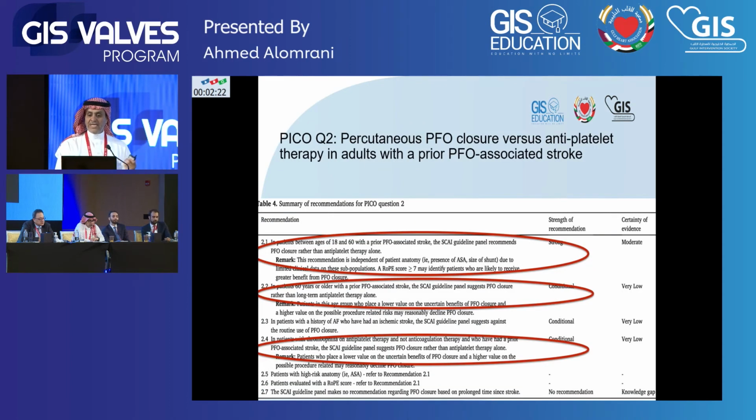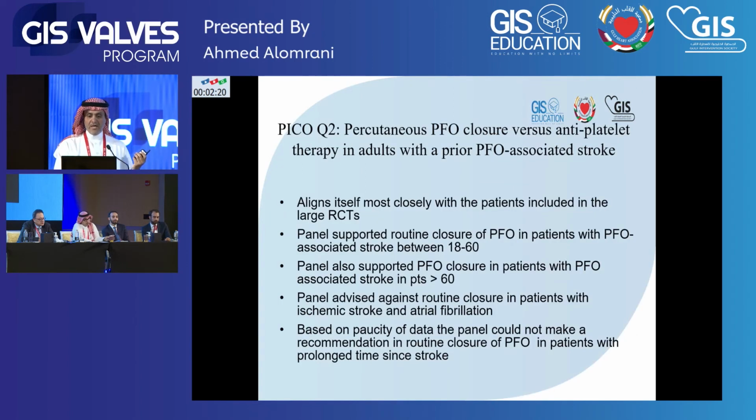Question 2, whether it was antiplatelet therapy versus closure in adults with a prior stroke. This basically has a lot of input from the randomized clinical trials. Between the ages of 18 and 60, it is recommended to go ahead and close it, even in patients older than 60. But when you have patients with atrial fibrillation and ischemic stroke, the group did not suggest, and were against, routine closure. And regarding remote stroke and late patient presentation, there was not really a strong recommendation on whether to close or not to close.